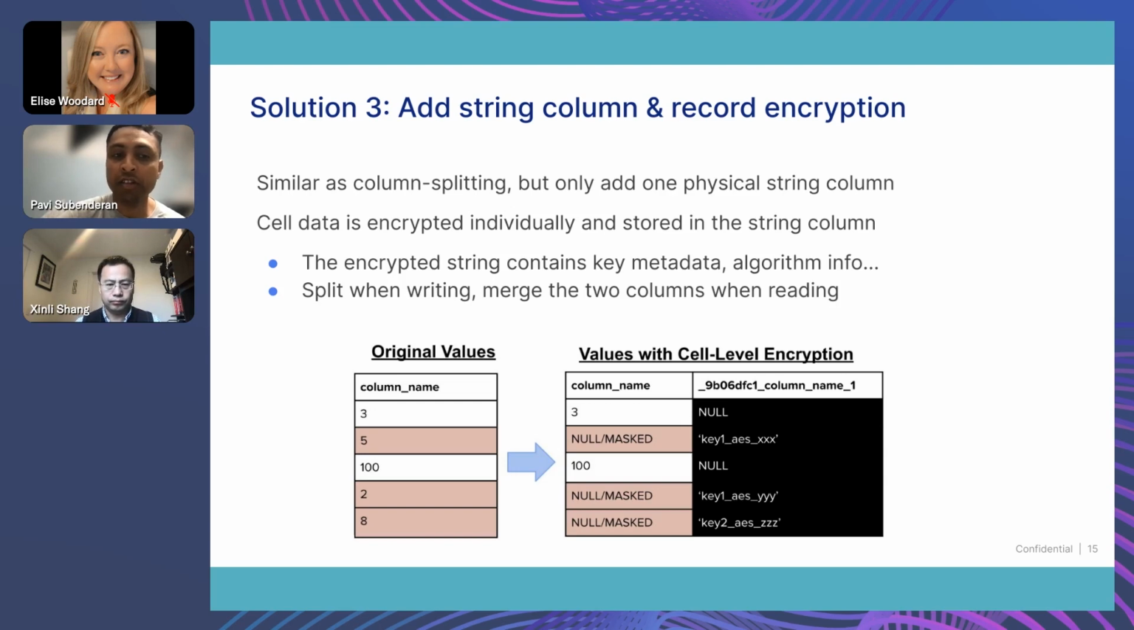Option 3 is another thing we considered, which is very similar to column splitting, except instead of adding n number of hidden columns, one for each key, we add one physical string column. The string column will be used to encrypt and store the encrypted cells. This encrypted string can also contain the key metadata, algorithm info, etc., as well as the ciphertext. When you write, you split into this string column, and then you merge back from this string column. So at most, you only have one extra column. This column has a relationship with the original column, where cell encrypted data moves in there, and no matter how many cell encrypted keys you want to use, they can all get moved into this.